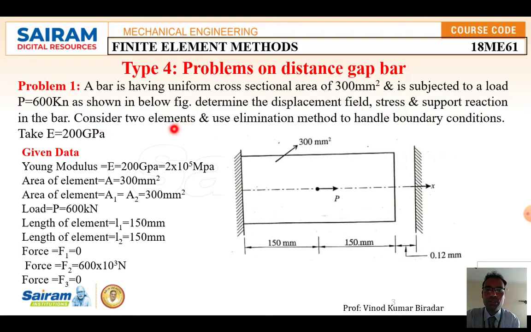So here they are telling you to consider two elements, which means you have to divide this element. Use the elimination method of handling boundary conditions to solve the displacements and all those things, and take Young's modulus is equal to 200 gigapascal. This 200 gigapascal is standard for all the bars.